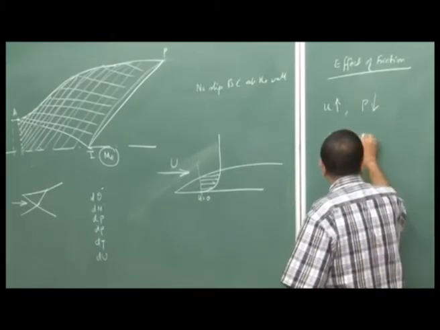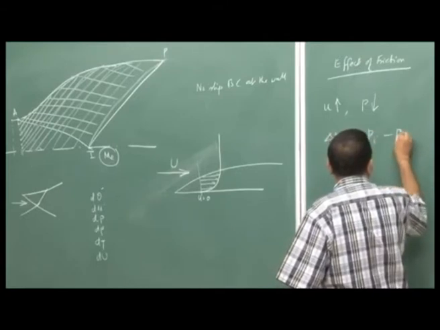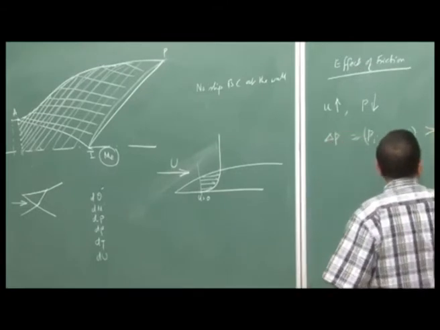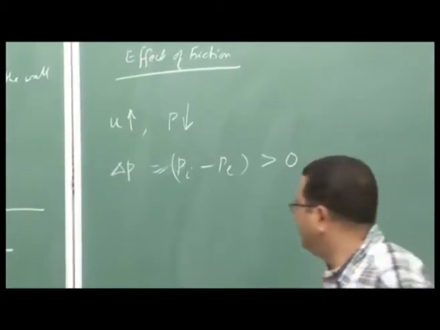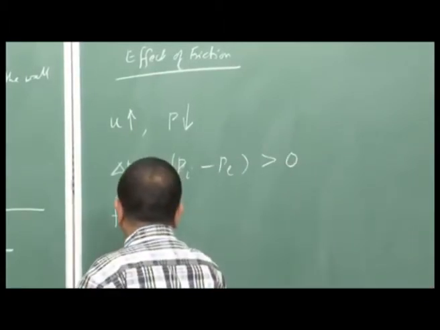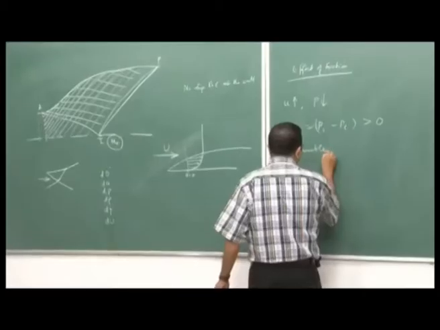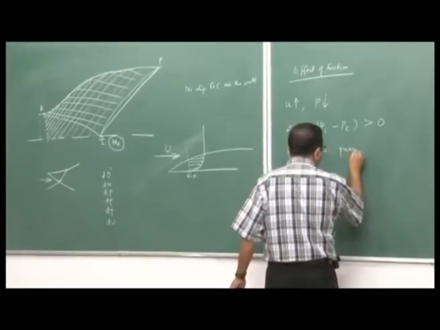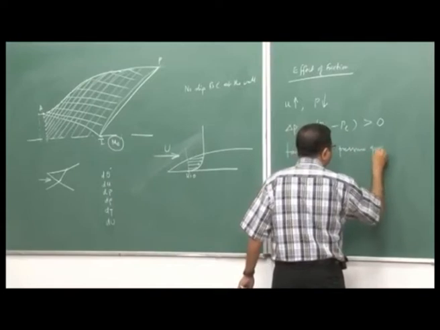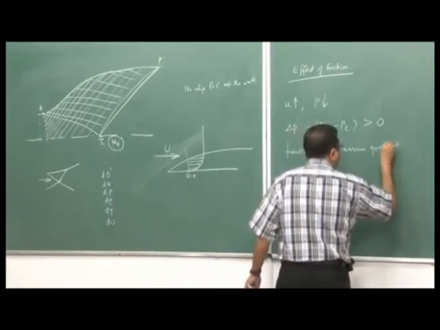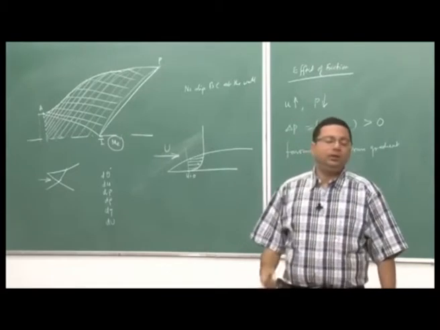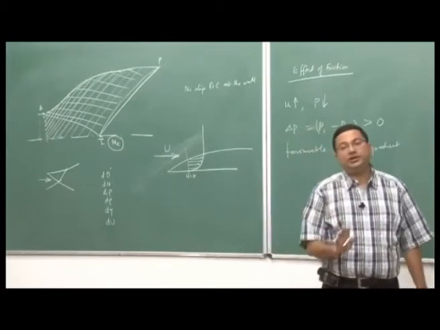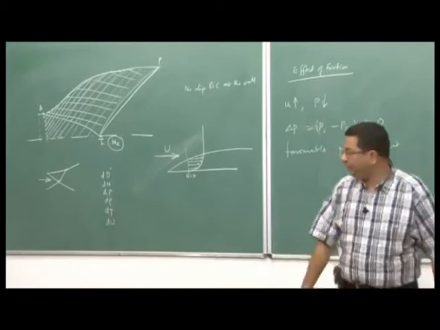So, del P, which I am defining as P_I minus P_E, is greater than 0. So, what we have is a favorable pressure gradient. This is called a favorable pressure gradient. Because the pressure gradient is favorable, the chances of flow separation are less, first of all.